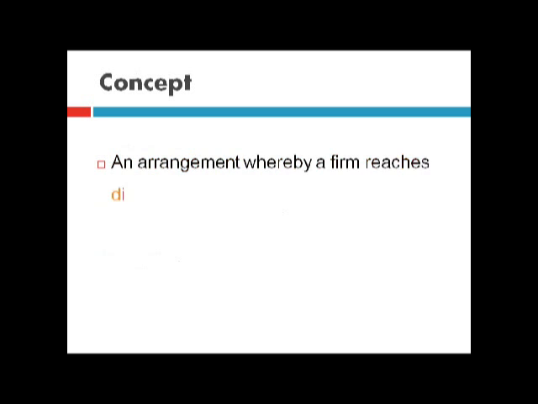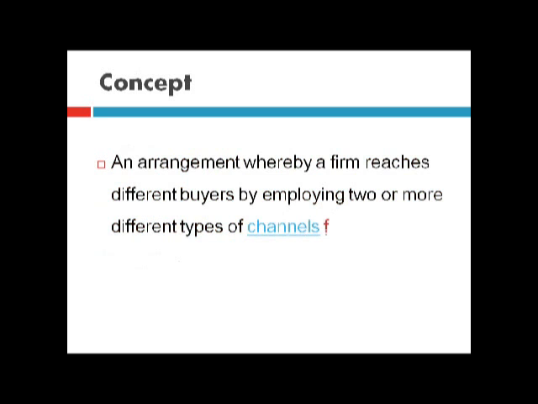Dual distribution is an arrangement whereby a firm reaches different buyers by employing two or more different types of channels for the same basic product. I think the only hard point of this concept is the channels. So let's see what marketing channels are.